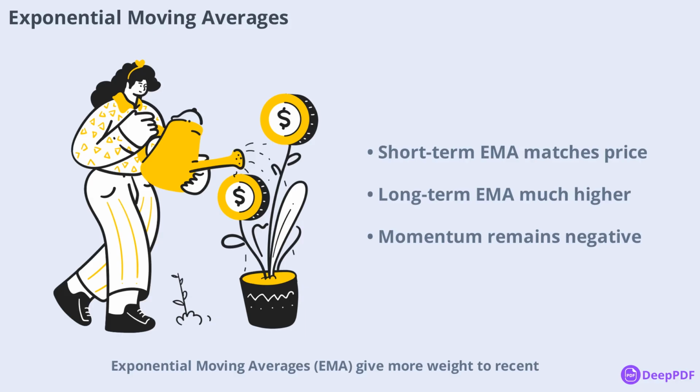Exponential moving averages, EMA, give more weight to recent prices and can reveal momentum shifts earlier than SMAs. For THMO, the short-term EMAs are also close to the current price, but the longer-term EMAs, such as EMA 200 at 4.36, are dramatically higher. This wide gap between short and long-term EMAs further confirms the persistent downward momentum and lack of recent price recovery.